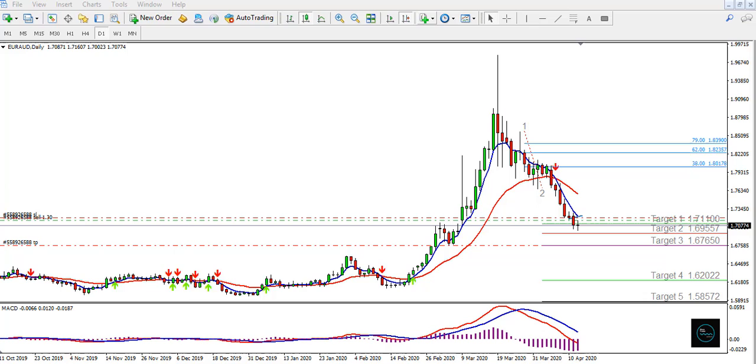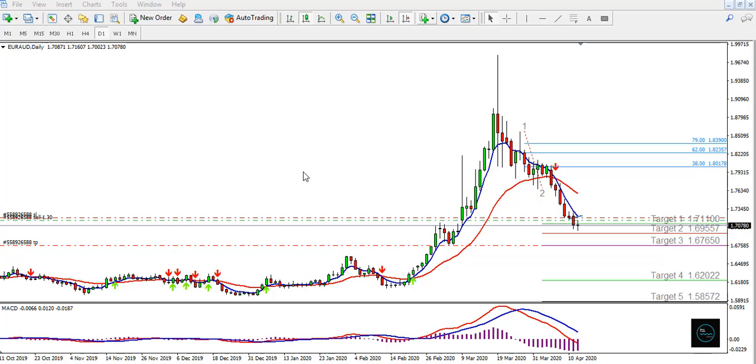So I want to show you a trade that I'm currently in, still on the Euro AUD currency pair. The last video I did was on this pair and I showed you a trade of 138 pips. So today I'm just going to show you a continuation of that trade.